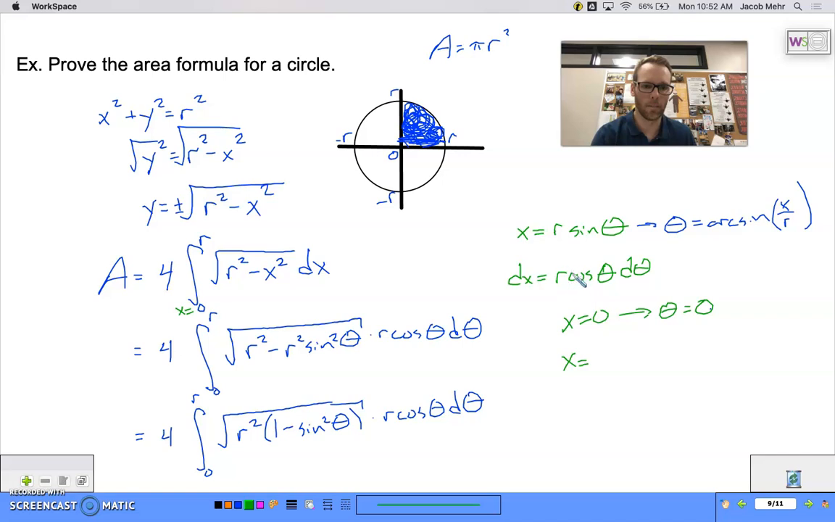All right, how about when x is r? What does theta equal? The arc sine of r over r, which would be the arc sine of 1. The angle whose sine is 1. What angle has a sine of 1? Where does that happen on our unit circle? At pi over 2. Are you shocked here that we're changing our bounds from x equals 0 to r to theta equals 0 to pi over 2? All right.